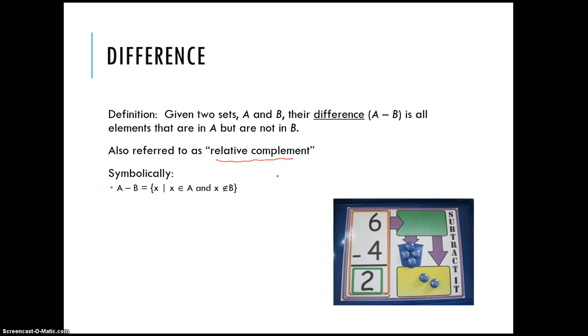So let's look at an example of this. Oh, here it is symbolically. This is the set builder notation for it. So it would be all the values of x such that x is an element of A and x is not an element of B.